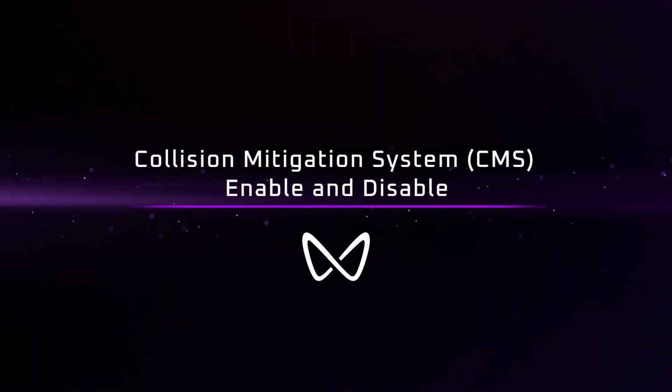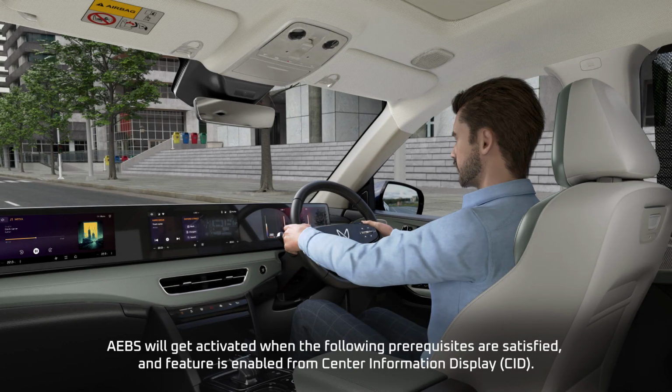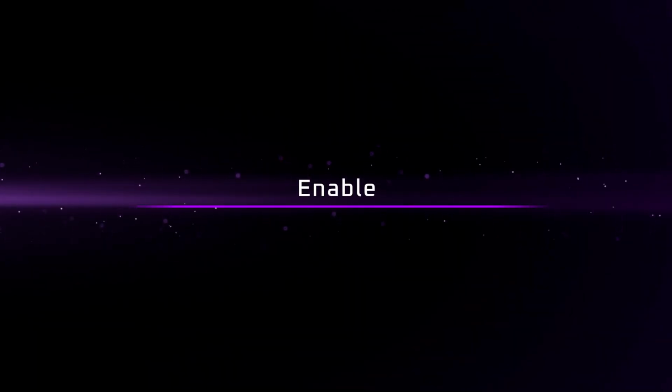Collision mitigation system, enable and disable. Autonomous emergency braking system will get activated when the following prerequisites are satisfied, and feature is enabled from center information display. Enable.